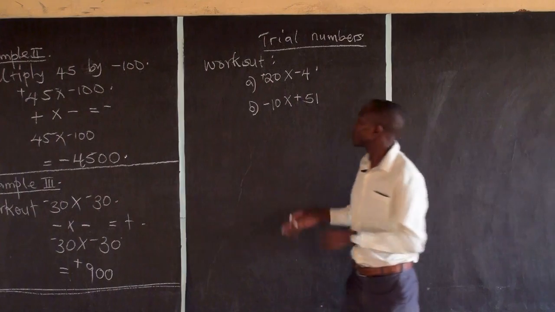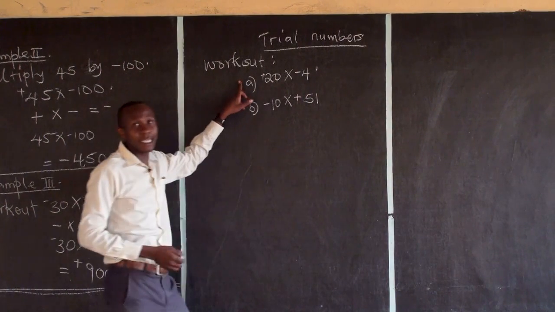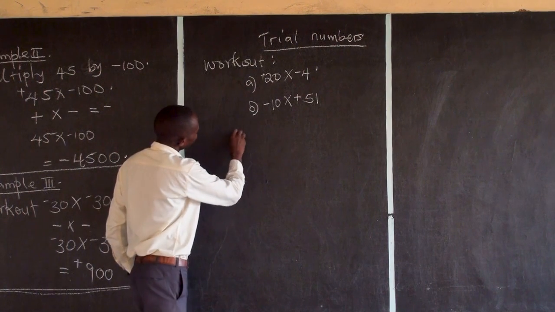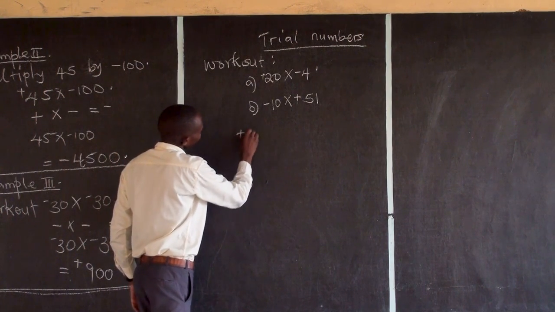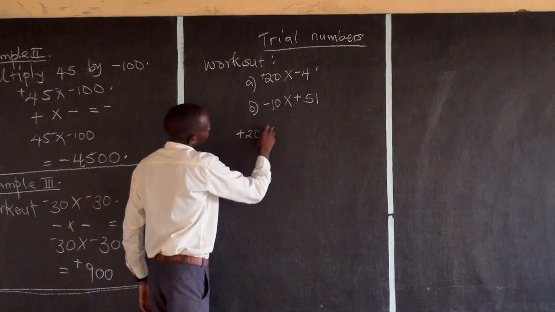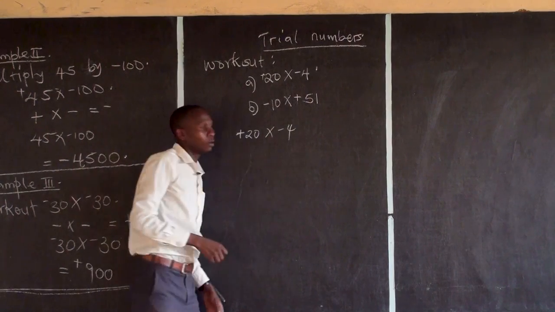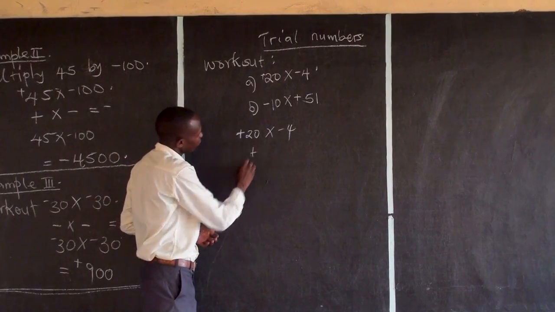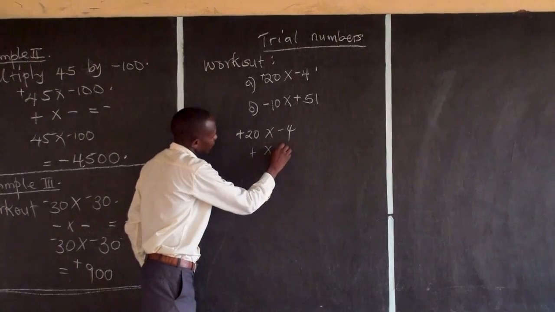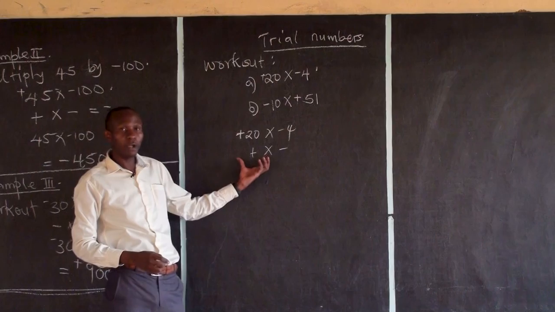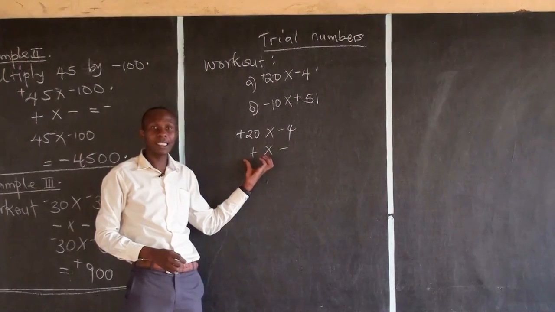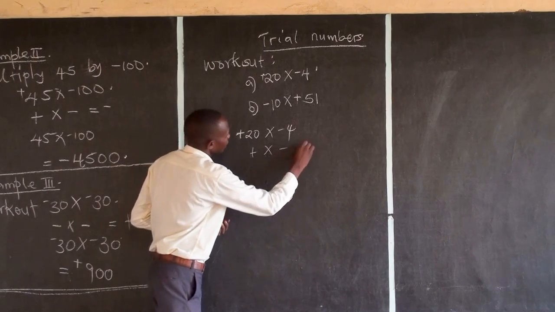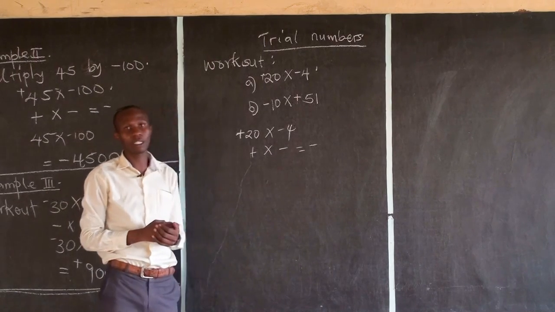So let's look at this number. We summarize, then you go to another one. We said we have positive 20 times negative 4. What we need to look at here mostly is the signs. We have positive times negative. And basing on what we had just looked at earlier, we said a positive times a negative shall always come out with the result as a negative.